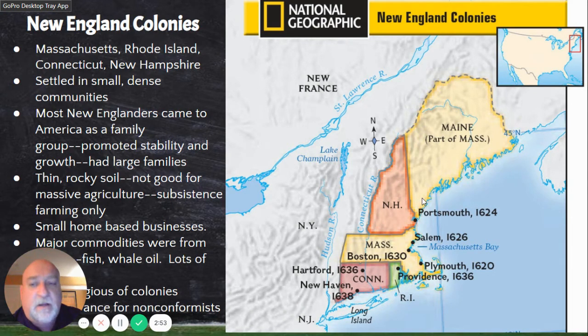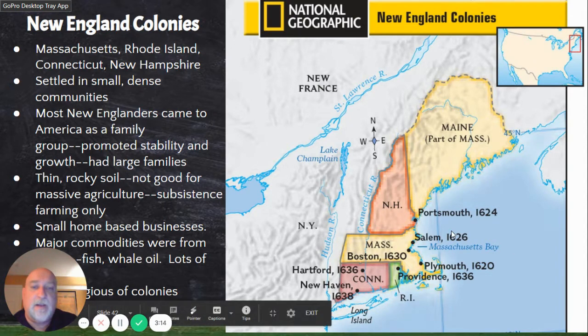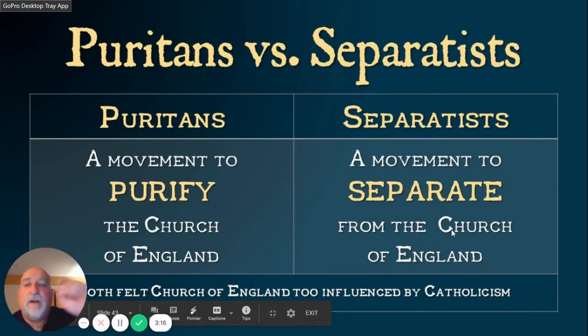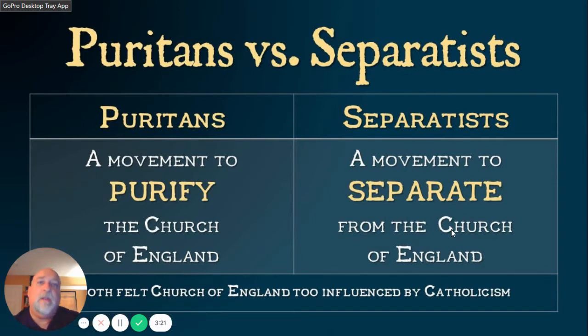I do want to be very clear, though. Although it's religious, and we often think about people coming to America for religious freedom, that's certainly the case here. They want religious freedom, but it's not about religious tolerance. Unless you are what they are, they don't want you there. So there's a lot of double standard in the New England colonies. And so here we're going to talk about the Puritans and the Separatists.